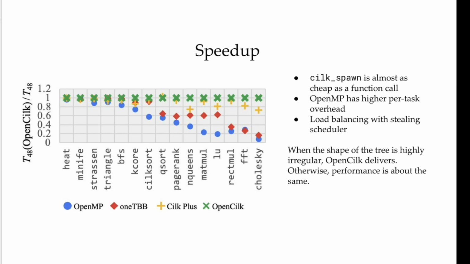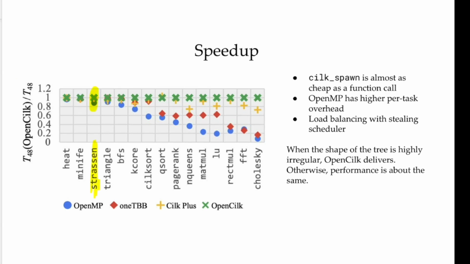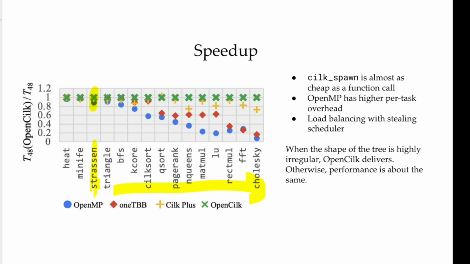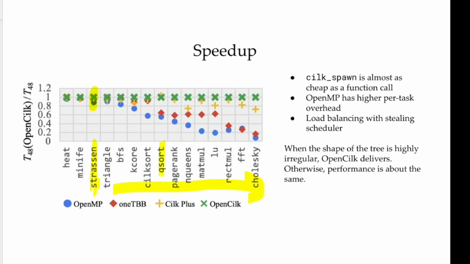So we can see the results here published in their paper of the speedup of OpenCilk against other parallel programming languages. You can see here Strassen right here. That is the matrix multiply, so we're all familiar with that example. You can see that they're all performing around the same, but as we go down this line, the shape of the execution tree and the call tree gets highly irregular. Just for an example, quicksort: a pivot is chosen, and depending on what the pivot is, the two sides can be highly irregular.